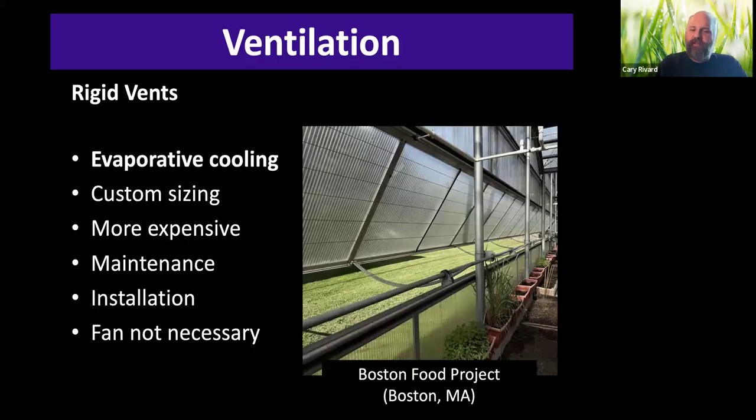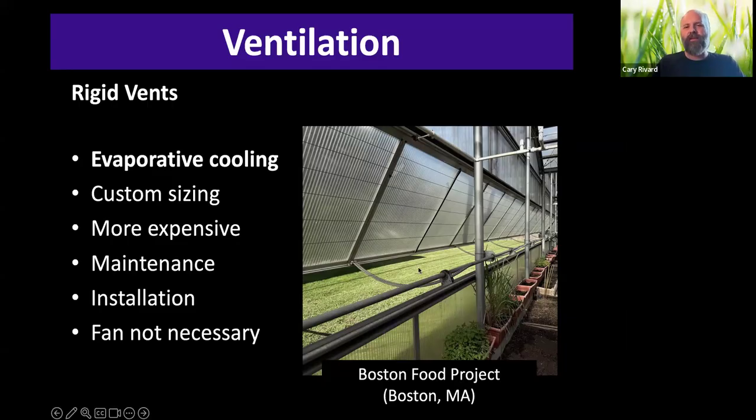Rigid vents are sort of the next major type, and these are used typically for greenhouses where you have cooling pads in place. This greenhouse I visited was really neat. It provided me with a great opportunity to get a picture of a rigid vent without a cooling pad. It's so hard to get a picture of a rigid vent from the inside to see what it looks like because they're always covered with cooling pads.